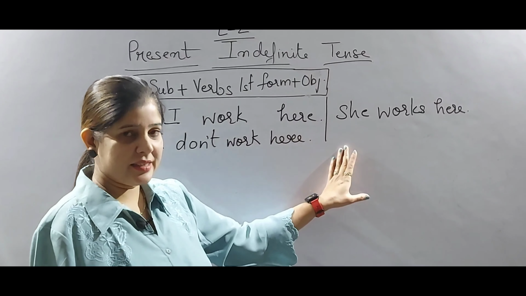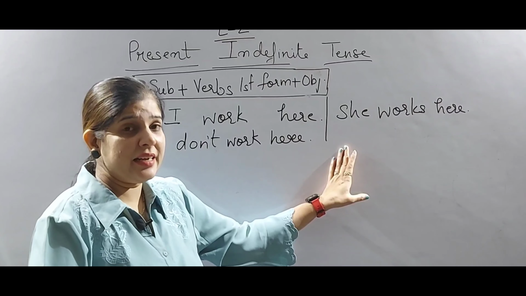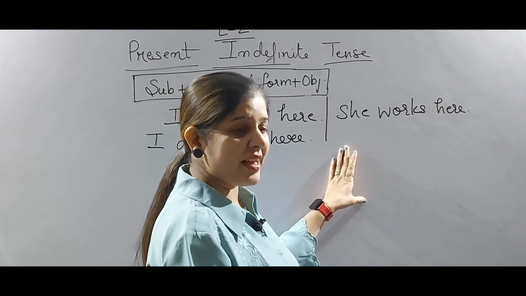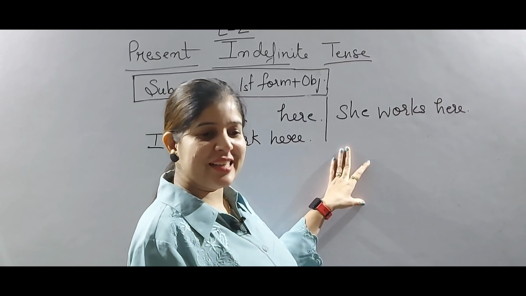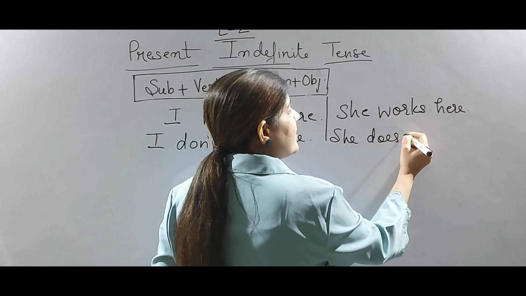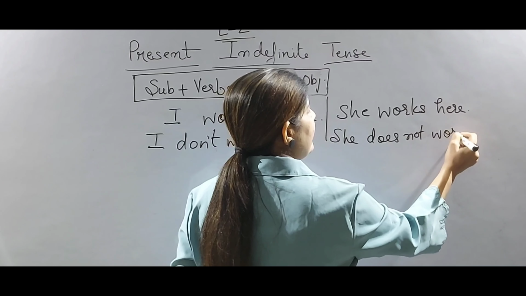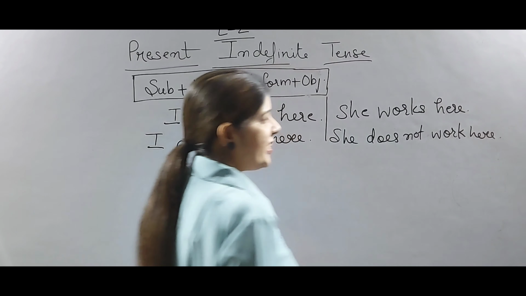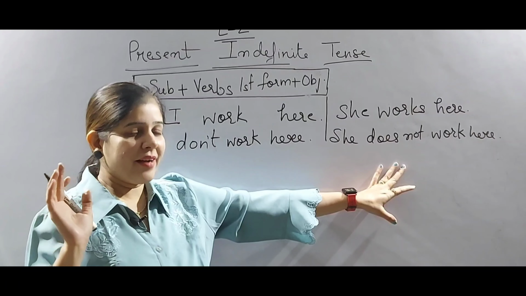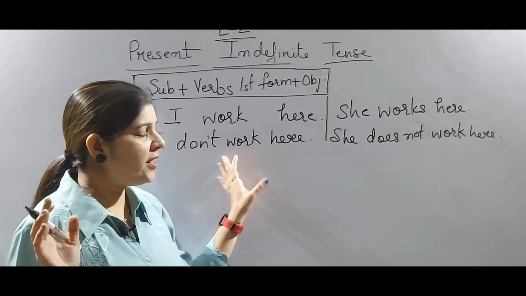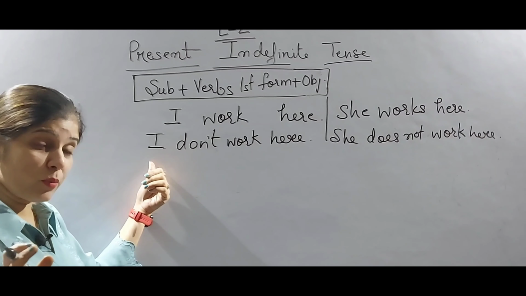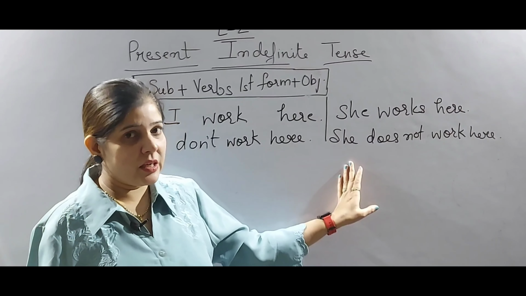In this sentence, how will we make this sentence negative? Can anyone tell me? Yes, Tom, please tell me. Oh, yes, you are right. She does not work here is correct. This is a negative sentence. Right, students? So, I don't work here. She does not work here. These are the negative sentences, one with a plural subject and the other with a singular subject.